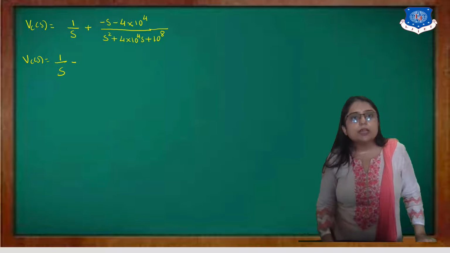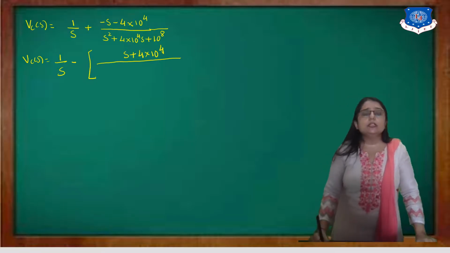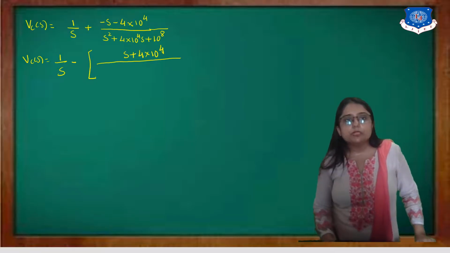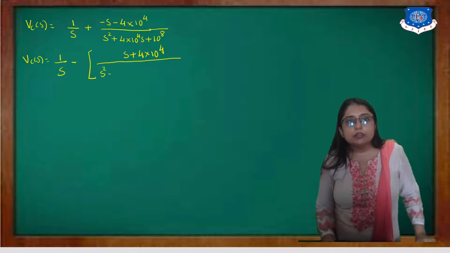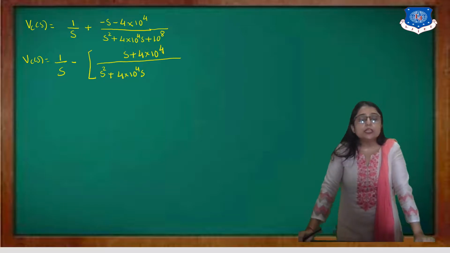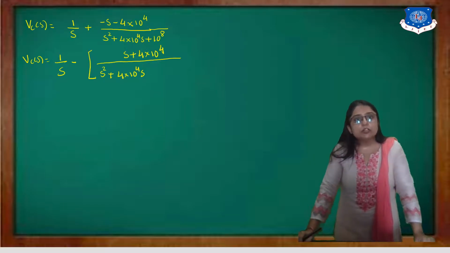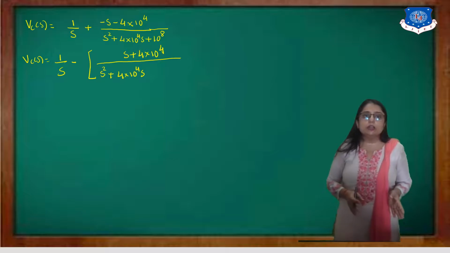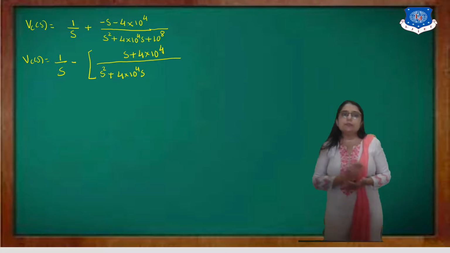This I am just taking minus common. So here in the numerator, this is (s plus 4) into 10 raised to 4, because minus is common. Now in the denominator, this will become my first term, and this will become my second term. So you just recall the equation, (a plus b) whole square, that is equal to a square plus 2ab plus b square.